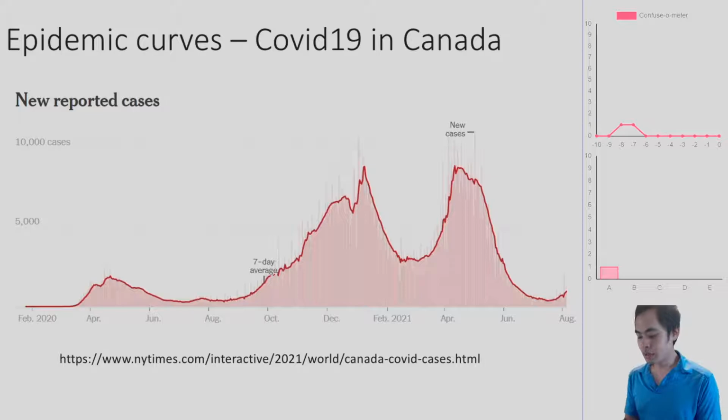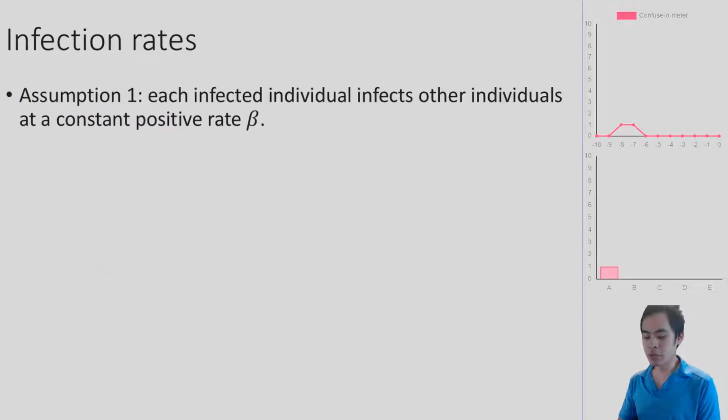So, we want to try to model this curve. Well, we know how to model curves, right? So let's start by just thinking about the various assumptions that we have about how epidemics spread. So, we're going to start with a single assumption. Let's start with a very, very simple model. Assume that each infected individual infects other individuals at a constant positive rate beta.